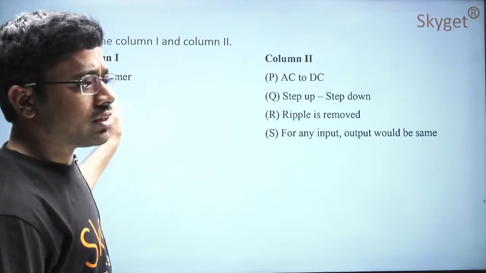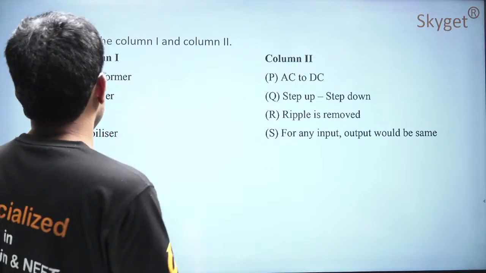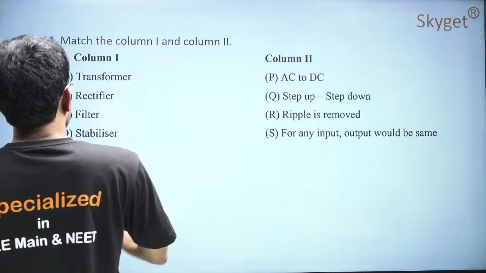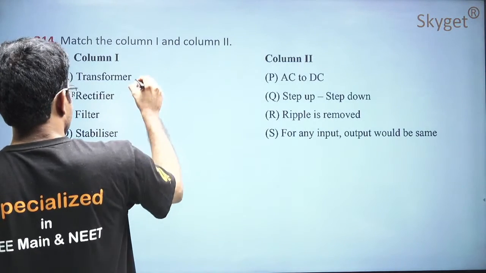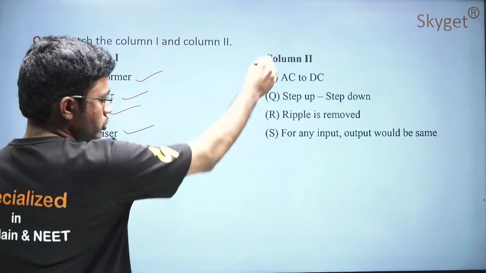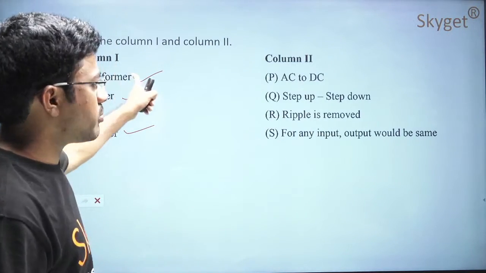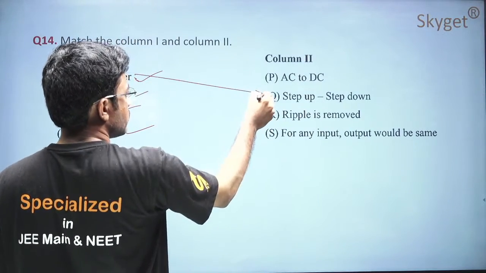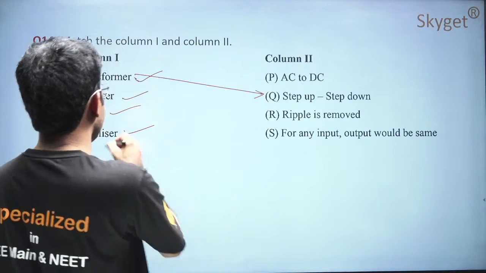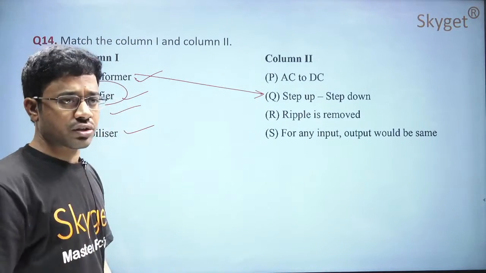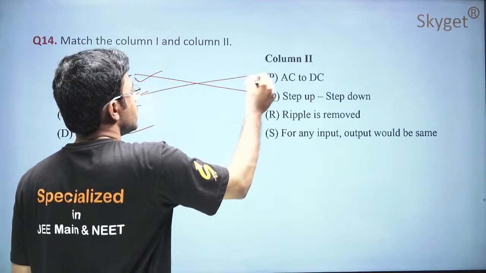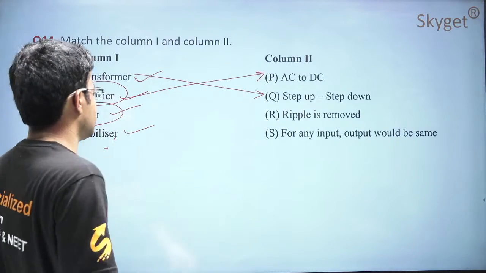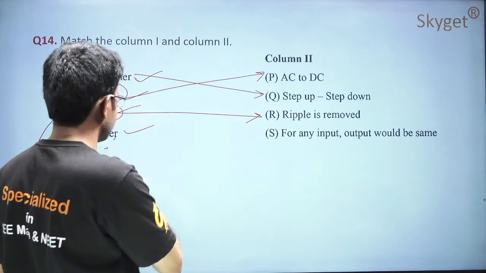Next, in this question there are 2 columns. In column 1 they have given 4 devices. First one is transformers, second one is the rectifier, third one is the filter, and fourth one is the stabilizer. You have to match what these things do. Obviously transformers are of 2 types, step up and step down, so transformers relate to option Q. Next, B, the rectifier: rectifiers convert AC to DC. Next, the filter: filters will always remove the ripples.